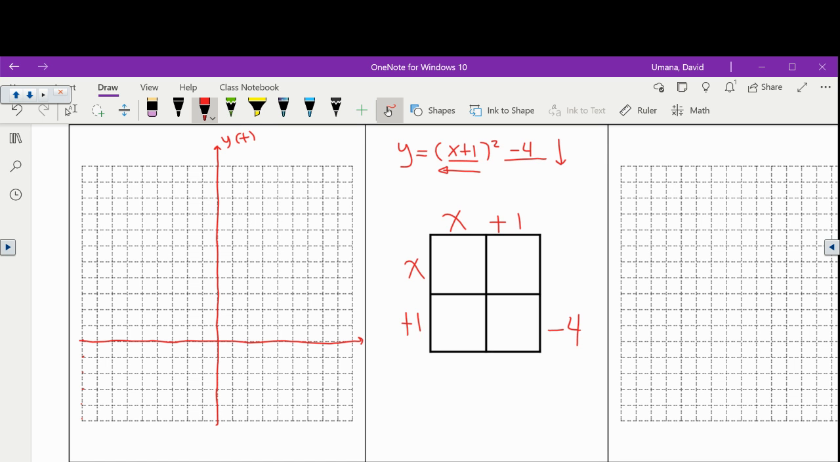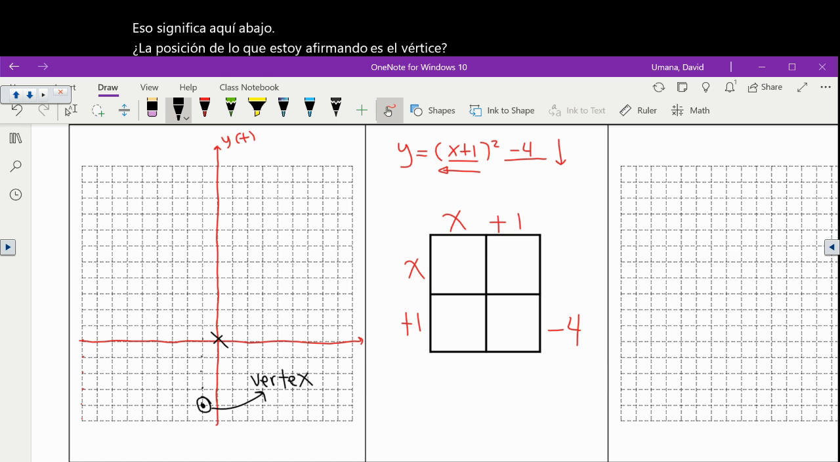And since I know that everything is going to occur from the vertex, from the origin, from the origin, I do my slide and I do my shift. So my slide is over 1 and down 4. 1, 2, 3, 4. That means down here is the position of what I am claiming is the vertex. And that happens to be at -1, -4. And that is all I have.